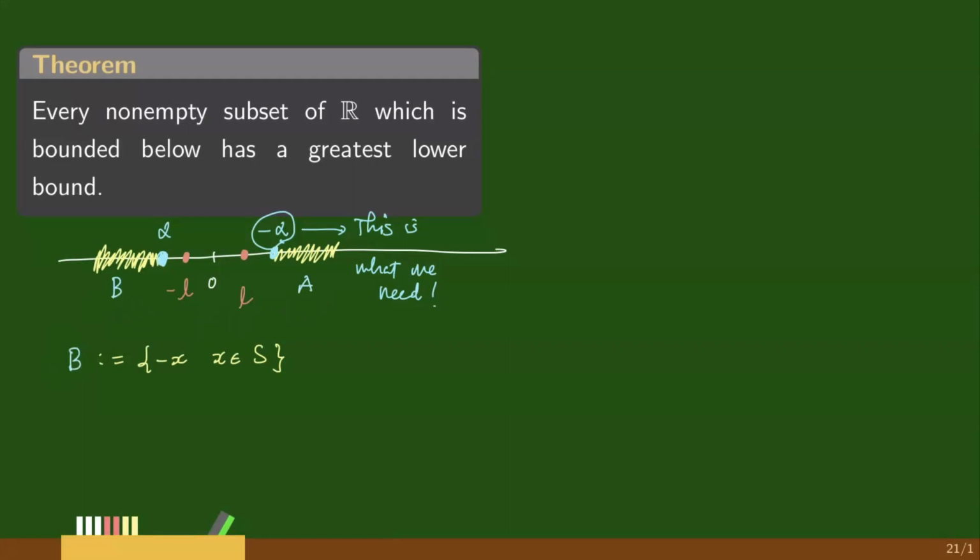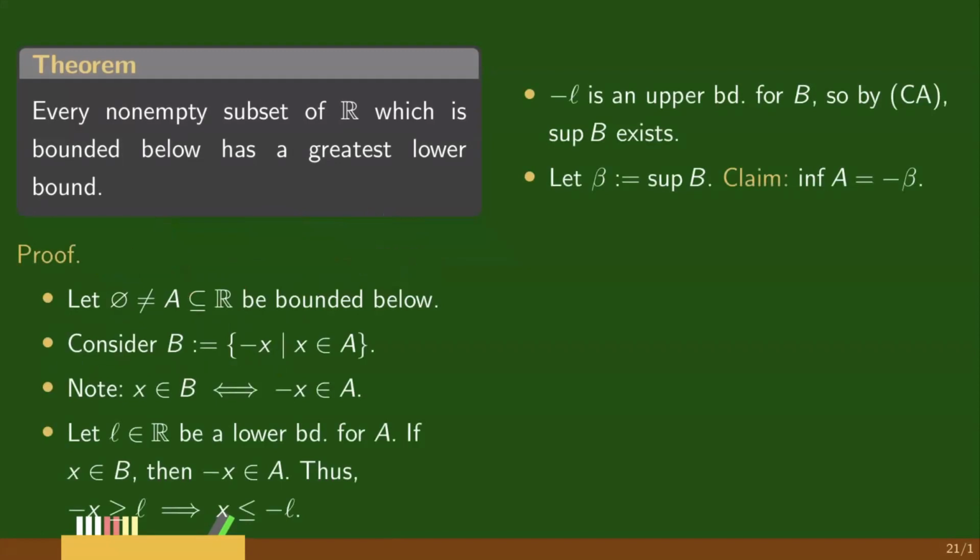Ito si B. Anong na-prove na natin so far? Nakarating tayo sa point na si minus L ay upper bound for B. Correct? Anong meron si B? Meron siyang supremum. Tawagin nating beta. Beta pala ginamit ko, hindi alpha. Sorry, kasi nga naman B, no? Okay. Let beta be the supremum of B.